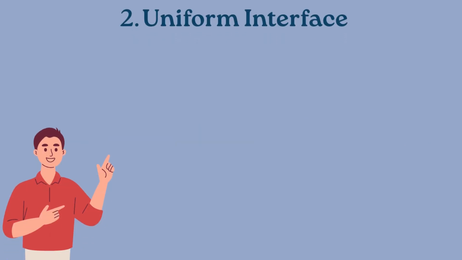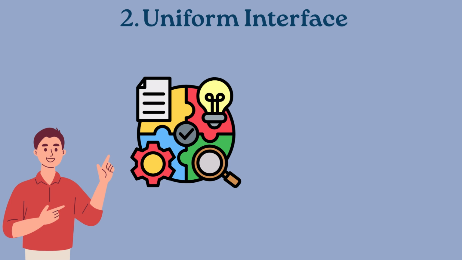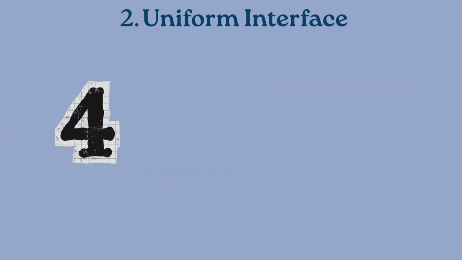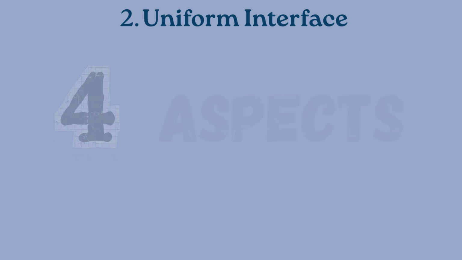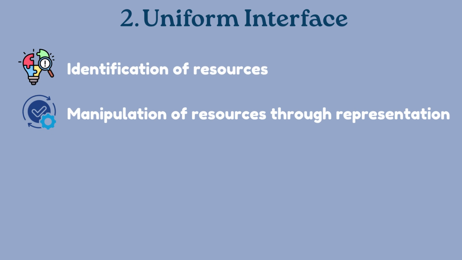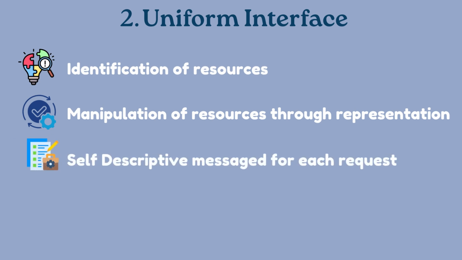The uniform interface is the core architectural constraint of REST that dictates a standardized, consistent way for clients and servers to interact. It has the following 4 aspects: identification of resources, manipulation of resources through representation, self-descriptive messages for each request, and HATEOAS, hypermedia as the engine of application state. Let's see them one by one.